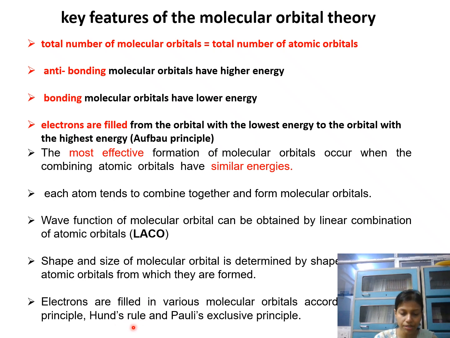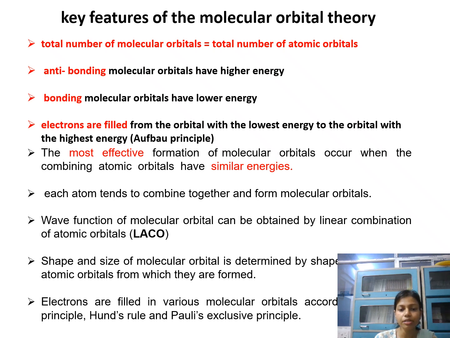Then what is Hund's rule? If you have more than one orbital at the same energy level, then electrons first fill up one each, meaning singly occupied, and only if all the orbitals are singly occupied, with no vacant orbitals, do electrons start pairing up, not before that. This is also followed when we fill up electrons in the atomic orbitals. So this is Hund's rule. It should also be followed here.